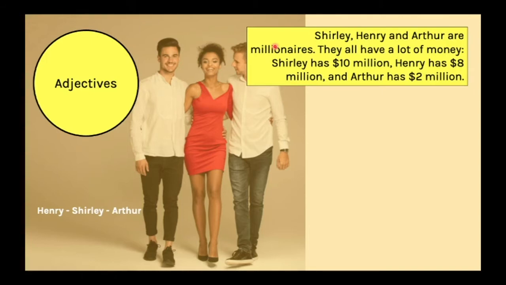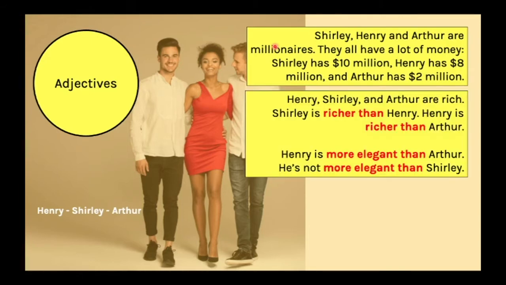We can use adjectives to describe them. For example, Henry, Shirley, and Arthur are rich. Rich here is an adjective. So we can say that Shirley is richer than Henry, because Shirley has $10 million and Henry has $8 million. And we can also say that Henry is richer than Arthur because Henry has $8 million and Arthur has $2 million. We can use the comparative richer to make a comparison.